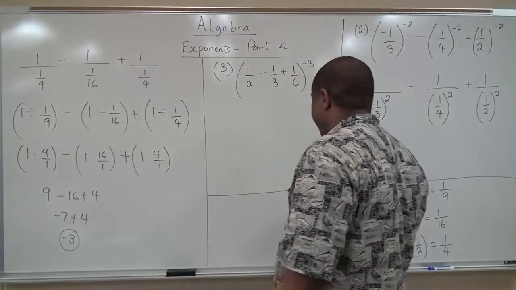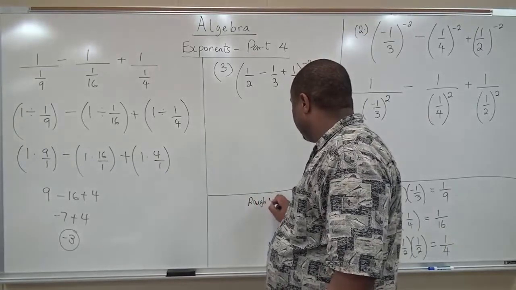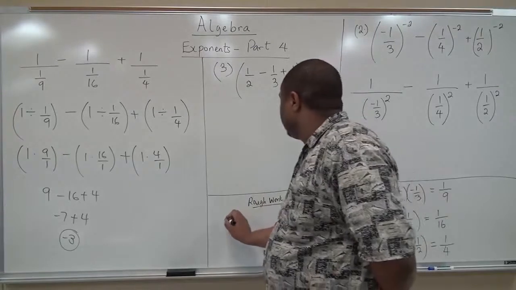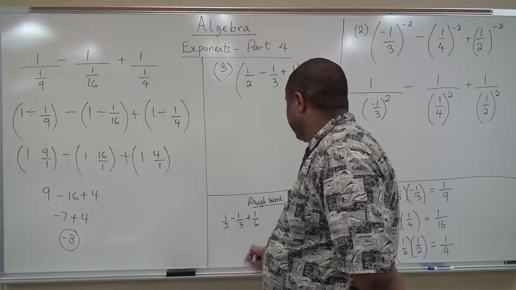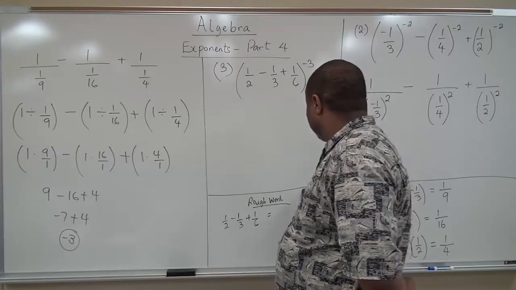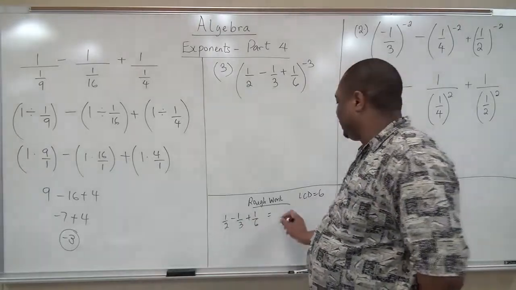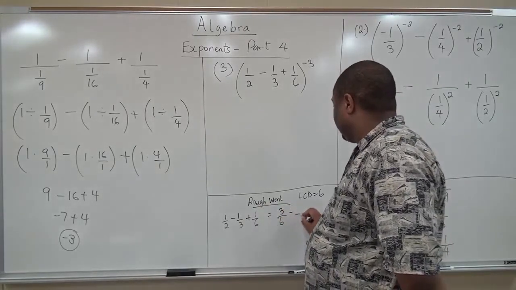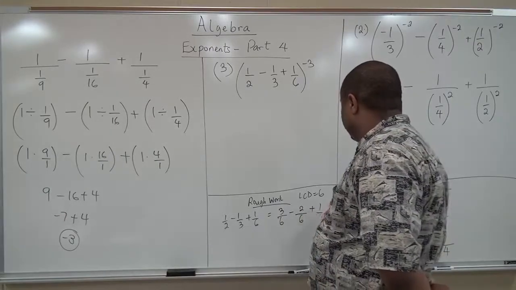Now let's try the first way. I want to write some rough work here. So 1 over 2 minus 1 over 3 plus 1 over 6. LCD is 6. So 2 times 3 is 6. So this is 1 times 3, 3, minus 3 times 2 is 6, this is 2 over 6, then plus 1 over 6.